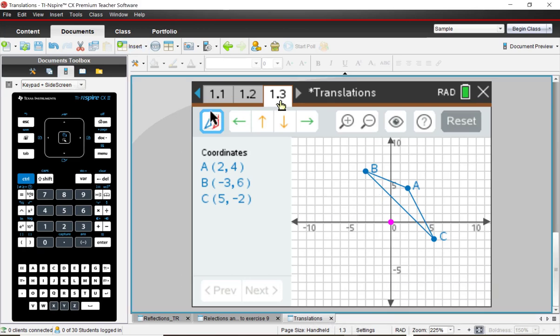And the directions say to translate triangle ABC to the right 1, 2, 3, 4, 5 units. So we'll translate it. Then you're asked to record the coordinates. So press pause right now and fill in the coordinates for 7B.